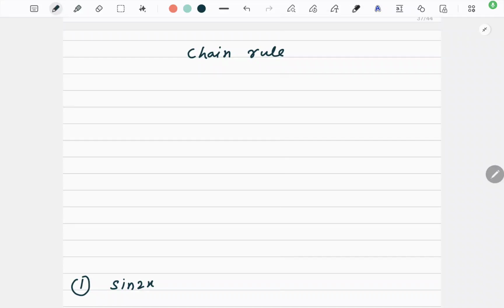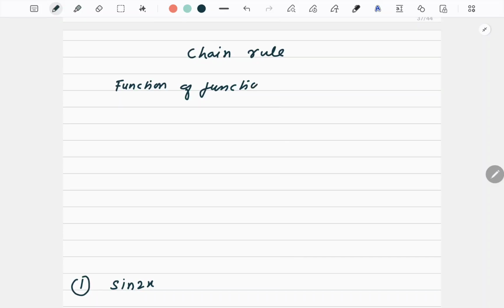Hello students, now we have already learned the basic formulas and we have done some basic questions where direct formulas were used to solve the question. Now let us start with the first concept, which is called the chain rule. Now what is a chain rule? Chain rule is used when you have function of function.